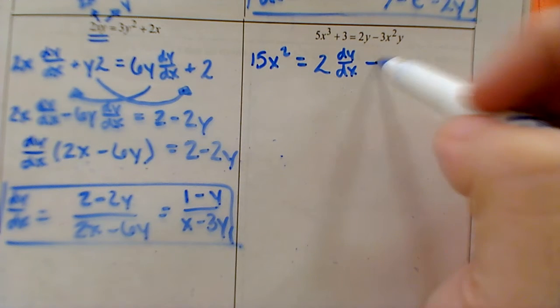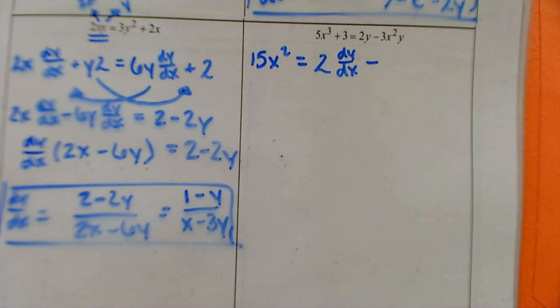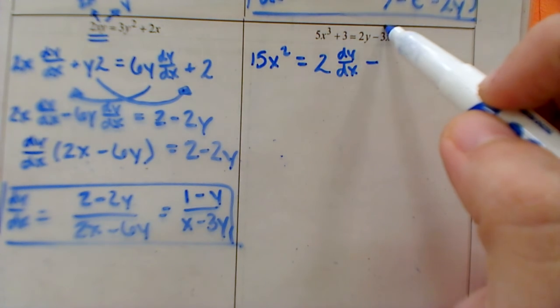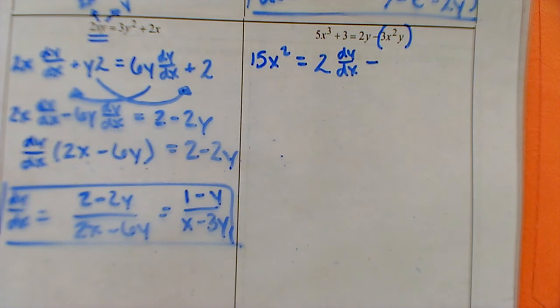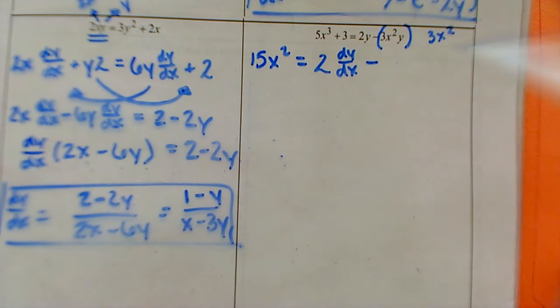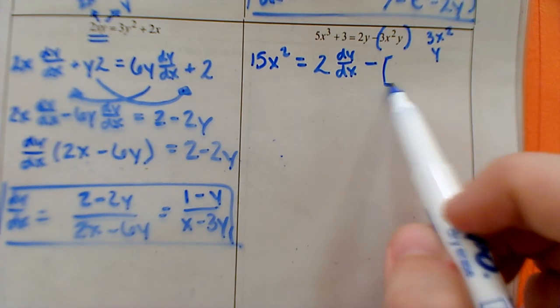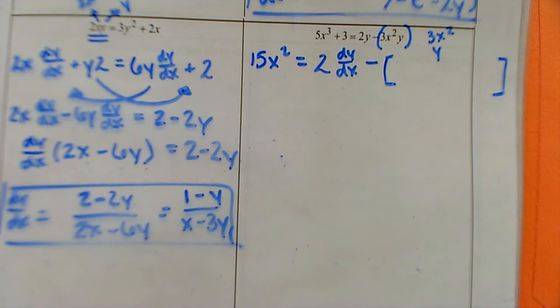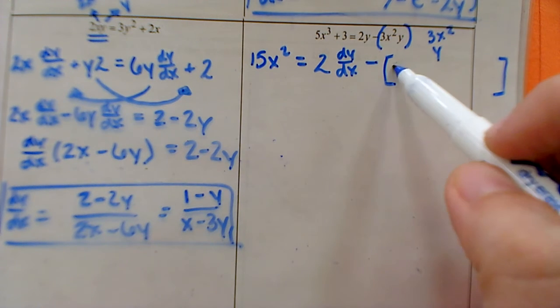Then we have to subtract the derivative of 3x squared times y. What do you want to do for that derivative? Product. Okay, so when you take a look at this last term here, you are technically multiplying two things together. You have the 3x squared term and then the y term. So we're going to have to subtract a product rule. We need 1d2 plus 2d1.